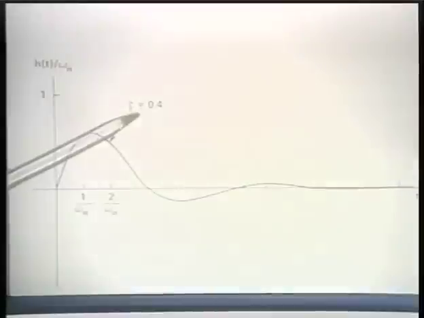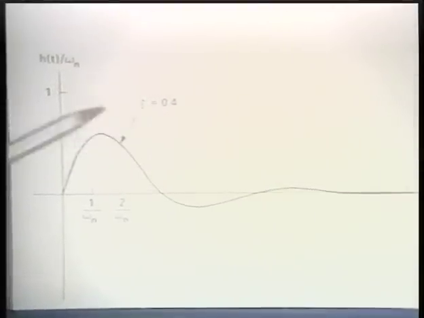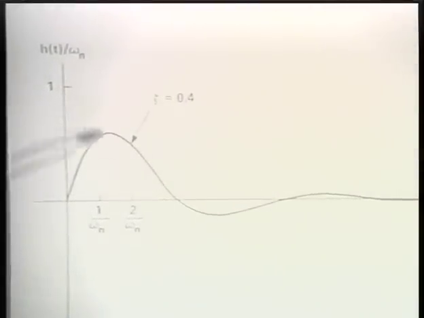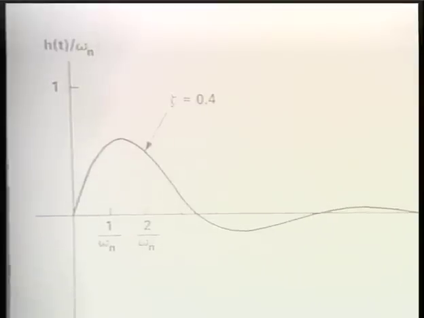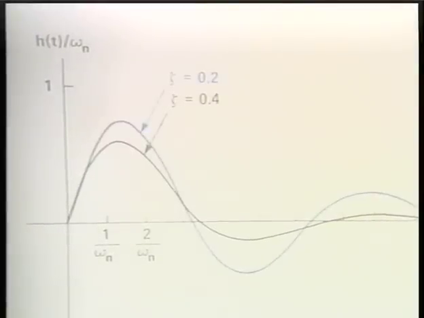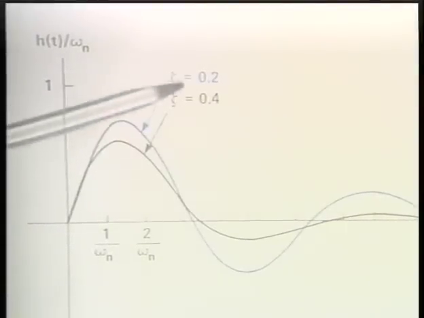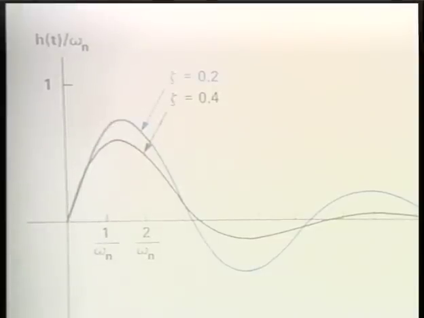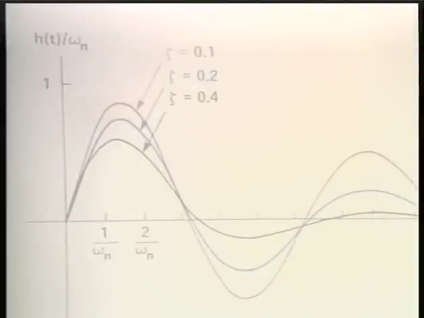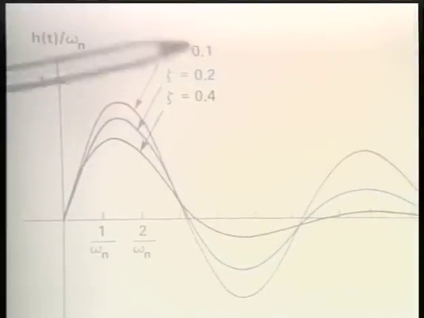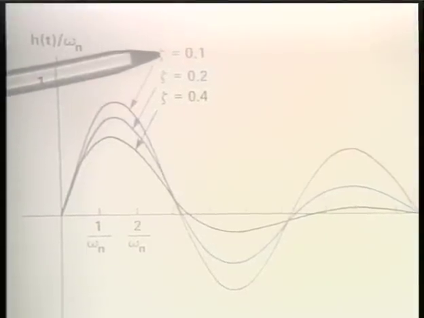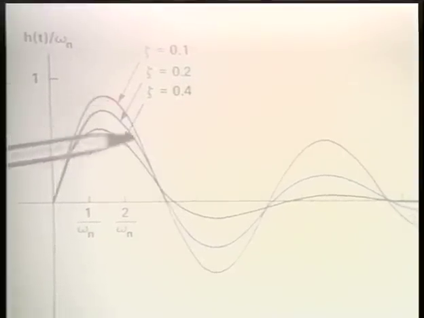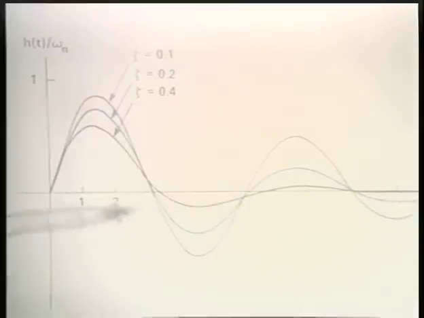First of all, with the parameter zeta equal to 0.4, it oscillates and exponentially dies out. Here is the second order system where zeta is now 0.2 instead of 0.4. And finally, the second order system where zeta is 0.1. And what we see as zeta gets smaller and smaller is that the oscillations are basically the same, but the exponential damping becomes less and less.